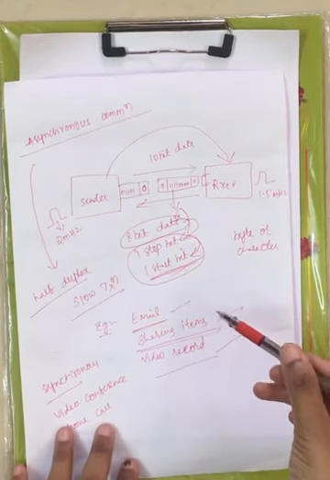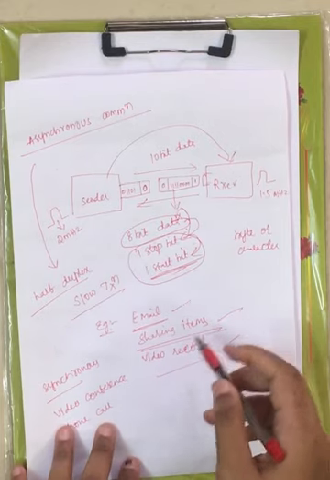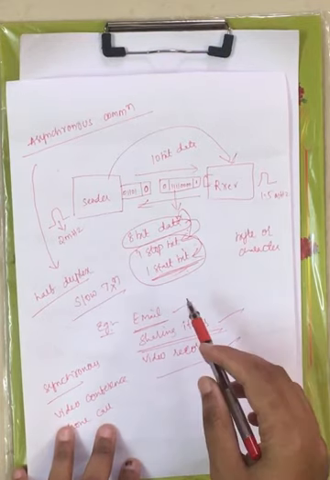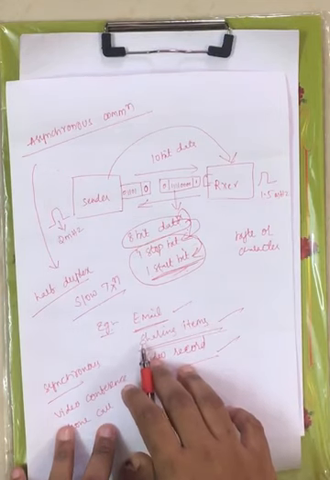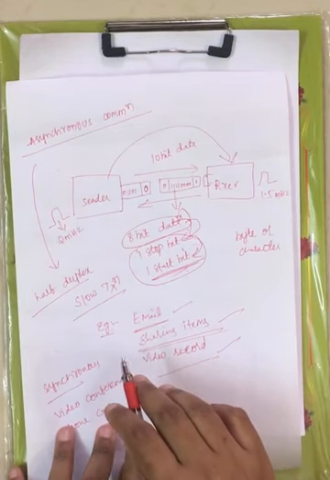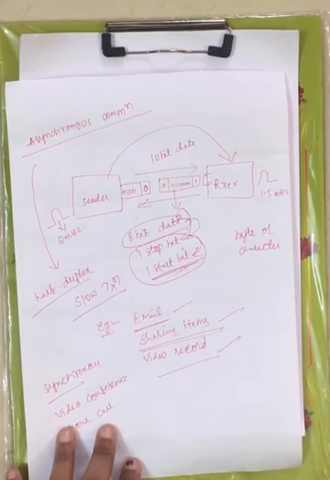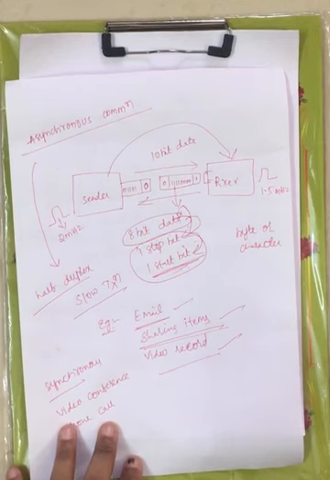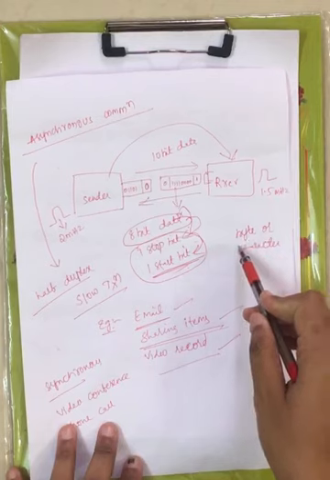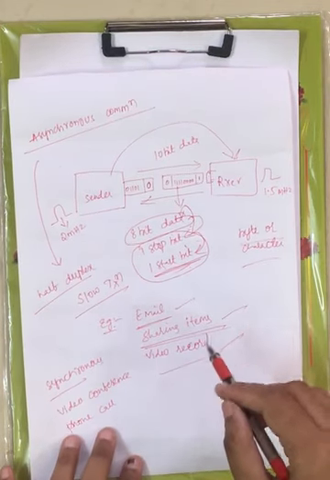Under asynchronous communication, this supports half duplex. You can transmit the data in two directions but not at the same time. Since it supports half duplex transmission, it is very slow compared with synchronous communication. Here data is transmitted in the form of bytes or characters.